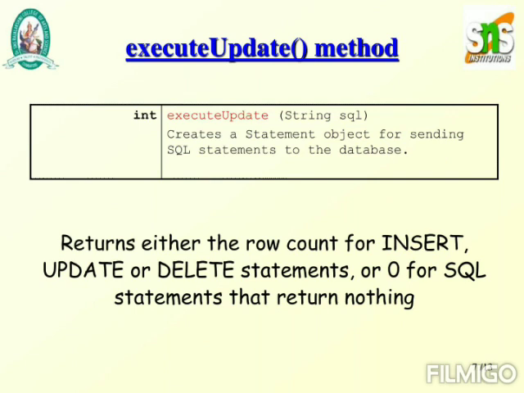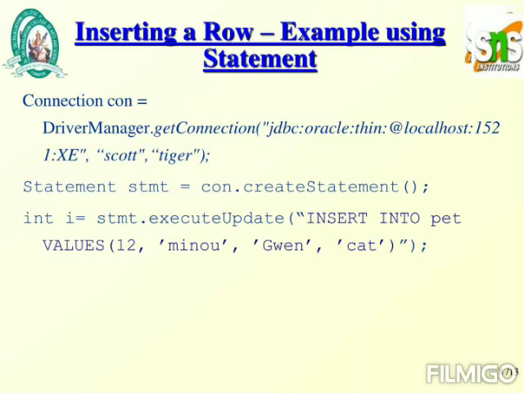The next one is executing your update command methods. By using a function called executeUpdate with a parameter of string, you can create a statement object for sending a SQL statement to the database. It returns either the row count for an insert, update or delete statement, or zero for an SQL statement that returns nothing.